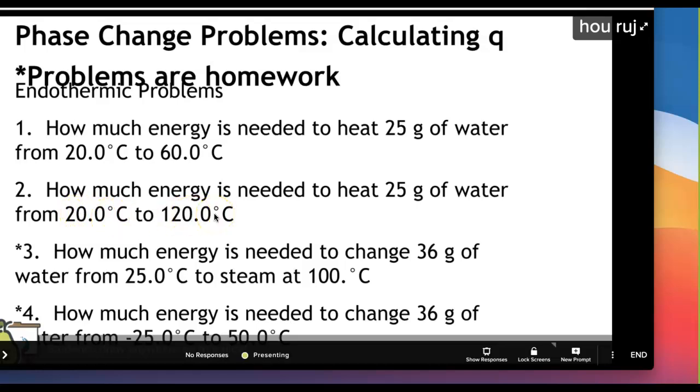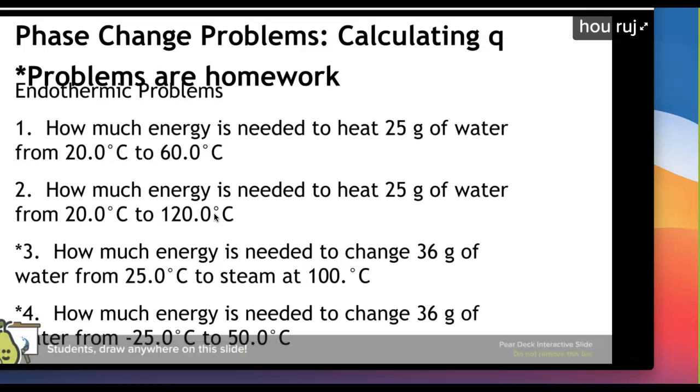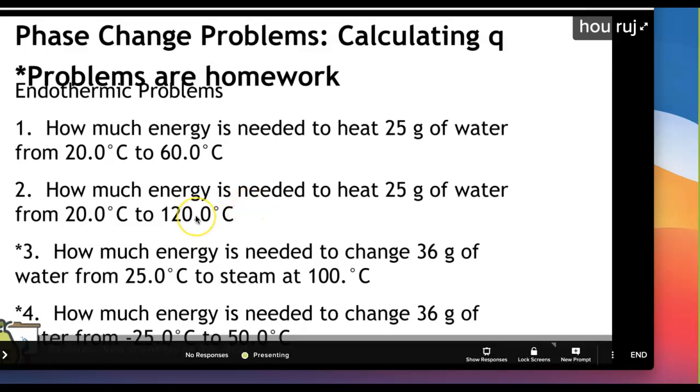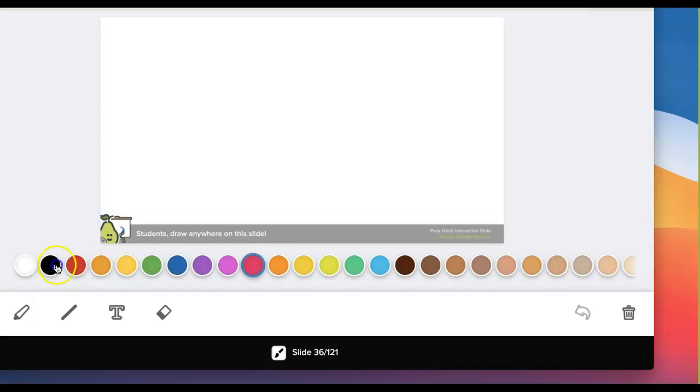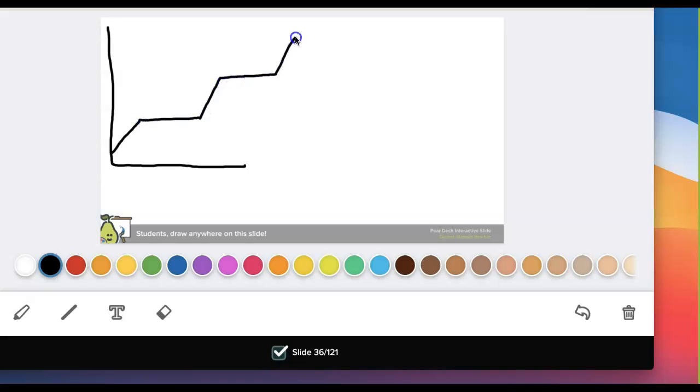Now, here's the problem. It is easy to want to do Q equals MC delta T because there is a delta T. But you will find when we map this out that it's going to be a lot more work than that. So, first thing you want to do, draw your curve like this. Draw your thing. So I'm going to move this over. Okay, and then you go diagonal, over, diagonal, over, diagonal, every time.